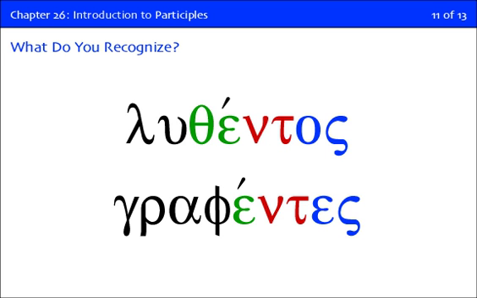You would expect that. In the indicative system, theta eta goes to eta, and in the participle, theta epsilon, first aorist, goes to epsilon, second aorist. So this is an aorist passive participle, nominative plural masculine from grapho, after having been written.